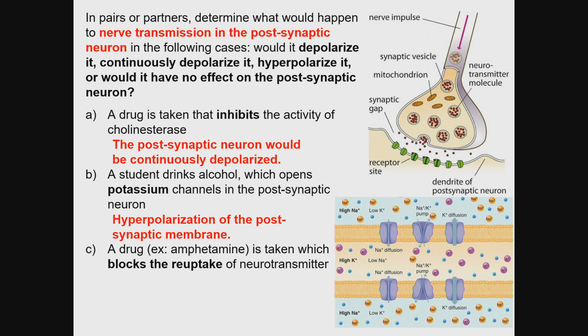A drug, for example, amphetamine, is taken which blocks the reuptake of the neurotransmitter, which is similar to this first one. If the neurotransmitter stays in the synapse because it can't be taken back up into the presynaptic neuron, then the postsynaptic neuron would be continuously depolarized.